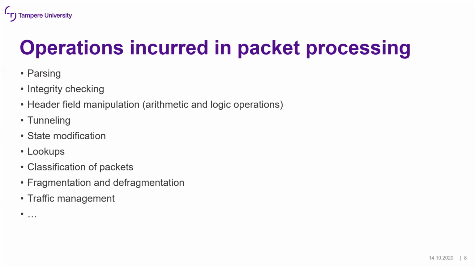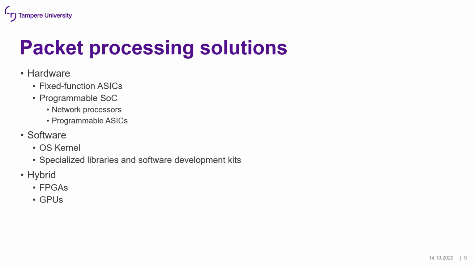These are some of the operations involved in packet processing. So we have parsing, integrity checking, manipulation of header fields, tunneling, state modification, lookups, classification, fragmentation and defragmentation, traffic management, and also other operations. And packet processing is done both in hardware and software, and the performance requirements and the layer at which processing is to be done dictate whether a hardware solution, a software solution, or a hybrid solution should be taken.